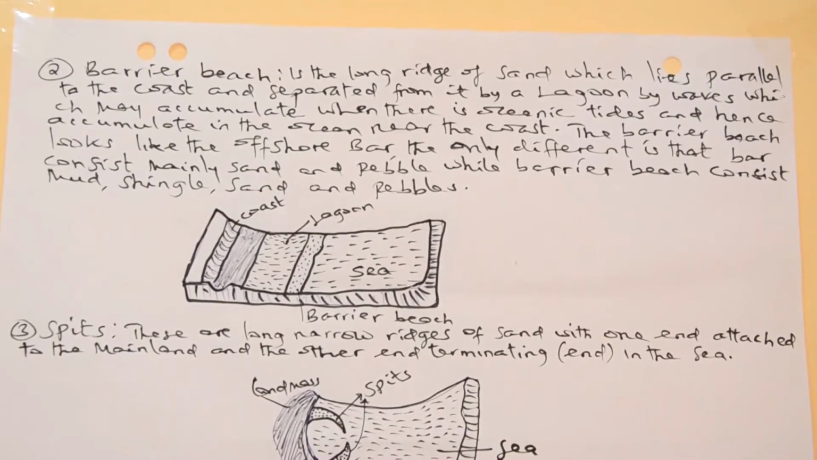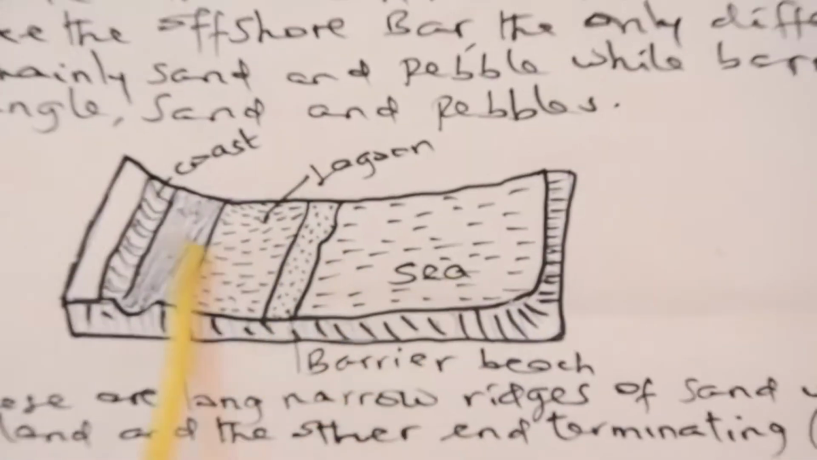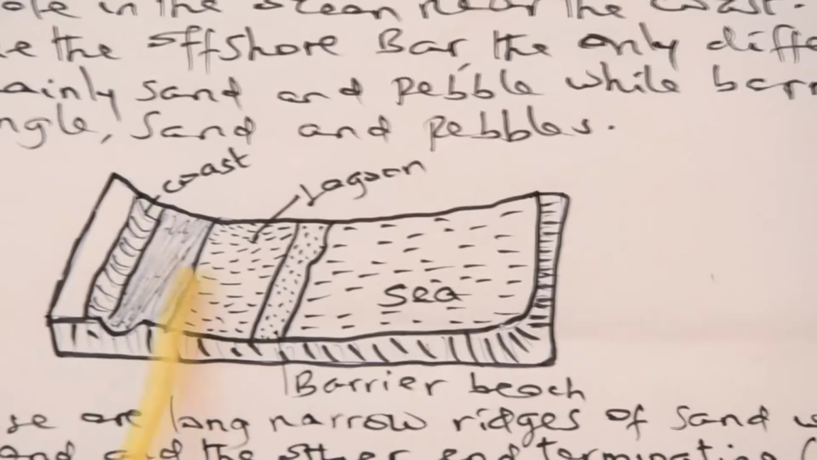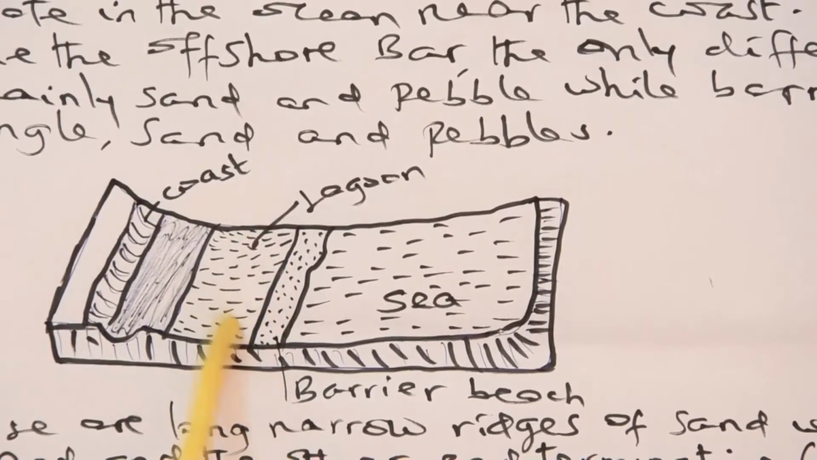Another is the barrier beach. It is a long ridge of sand which lies parallel to the coast and is separated from it by a lagoon, by waves, which may accumulate when the oceanic tides accumulate in the ocean near the coast. The barrier beach looks like the offshore bar. The only difference is that a bar consists mainly of sand and pebbles, while a barrier beach consists of mud, shingle, sand, and pebbles. Therefore, a barrier is the section of beaches whereby material is deposited before reaching the coast. Like what is shown here, there is a lagoon between the barrier and the beaches.